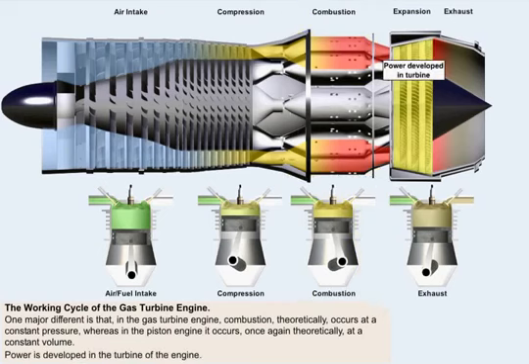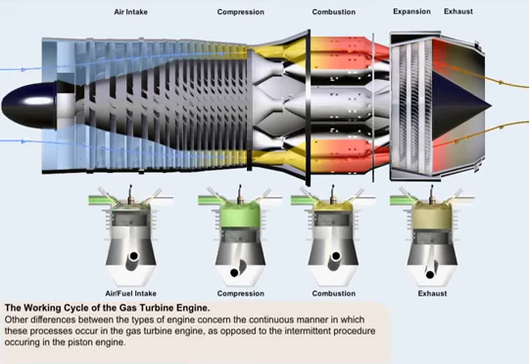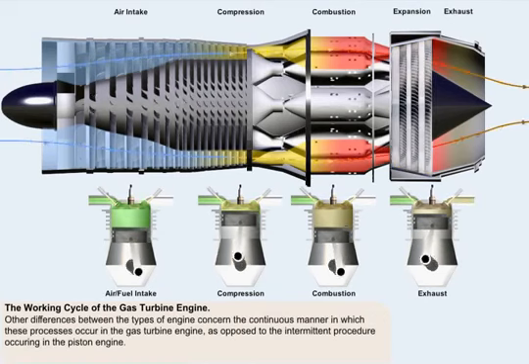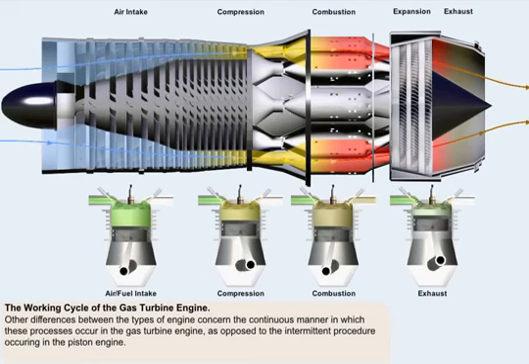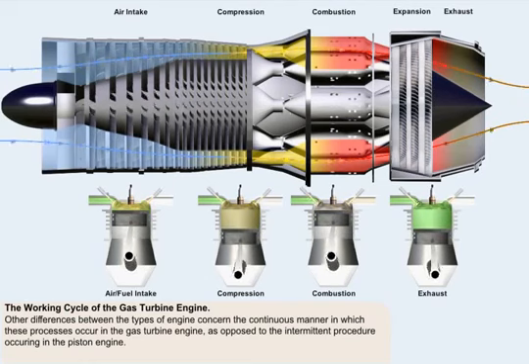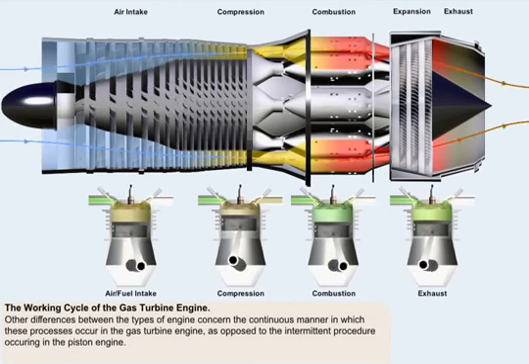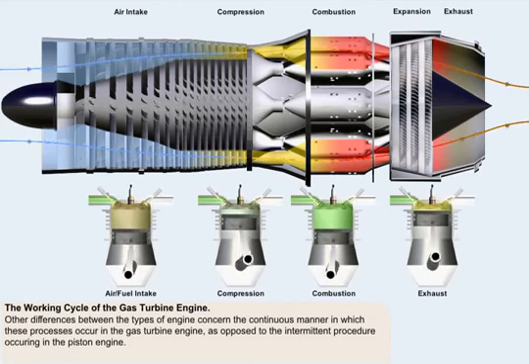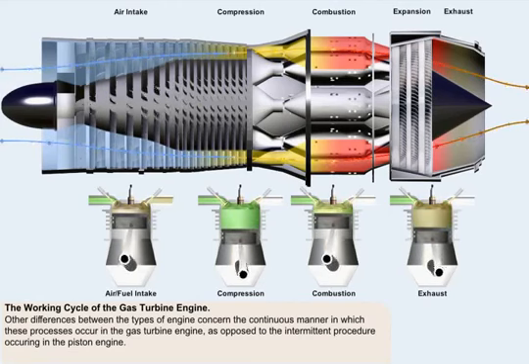Power is developed in the turbine of the engine. Other differences between the piston engine and the gas turbine engine concern the continuous manner in which these processes occur in the gas turbine engine, as opposed to the intermittent procedure occurring in the piston engine.